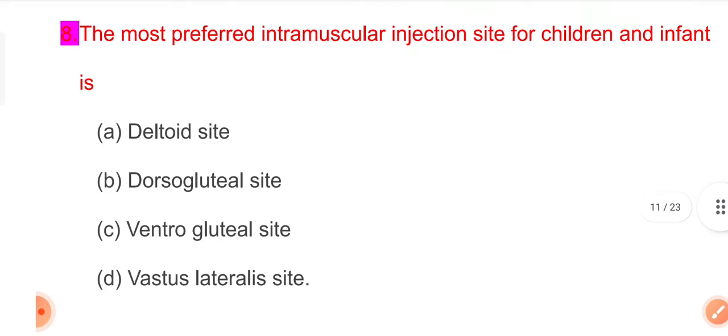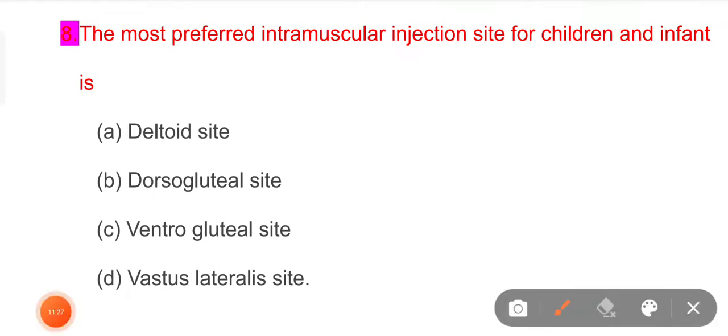The next question is, the most preferred intramuscular injection site for children and infants. So in the case of children and infants, which intramuscular injection site is most preferable? The options are option A, deltoid site, option B, dorsogluteal site, option C, ventrogluteal site, option D, vastus lateralis. The right option is vastus lateralis, that is option D.